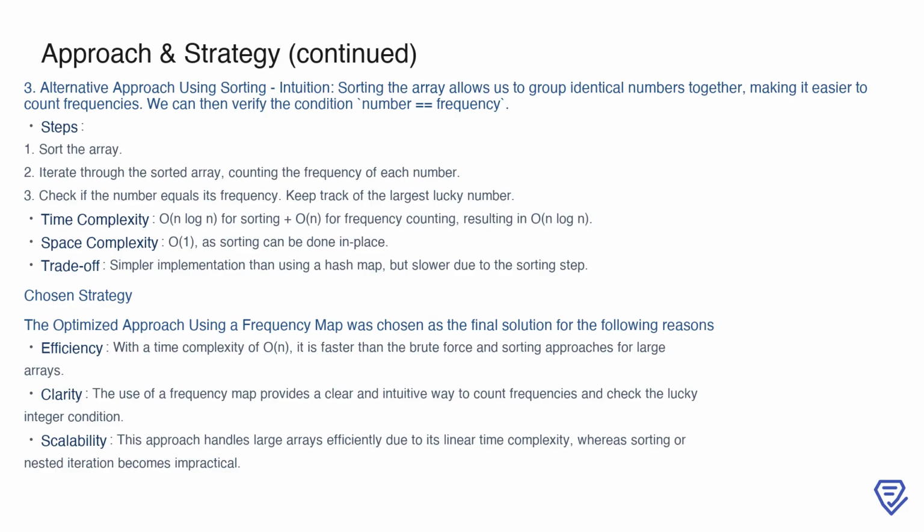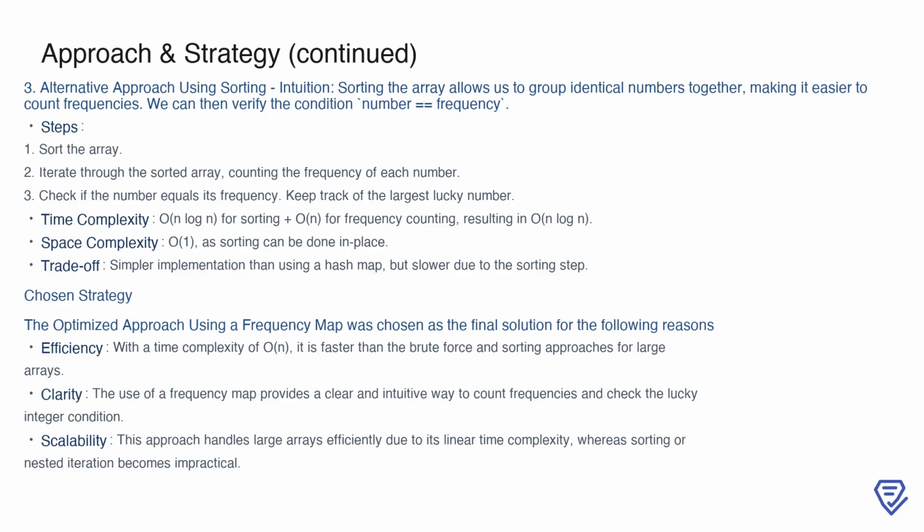The sorting step has a time complexity of O(n log n), and the subsequent iteration to count frequencies is O(n), resulting in an overall complexity of O(n log n). This method doesn't require extra space beyond the input array, as sorting can be done in place. While simpler to implement than the frequency map approach, it's slower due to the sorting step. Ultimately, this approach is less efficient for very large inputs, but for smaller arrays, it can be a viable alternative.